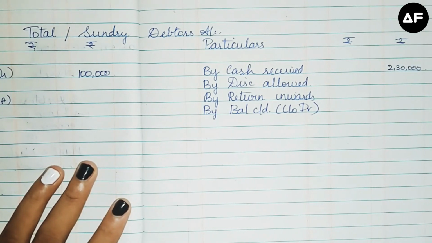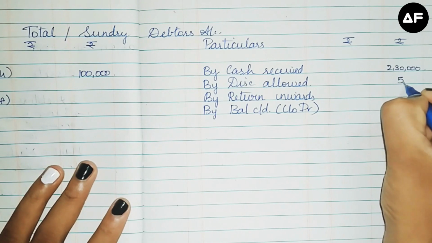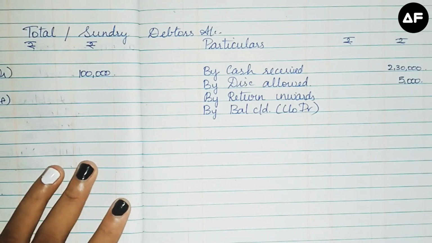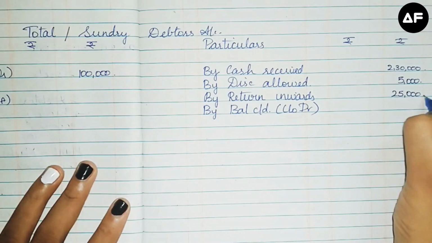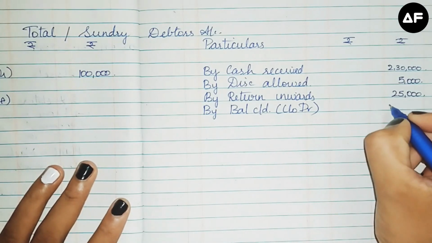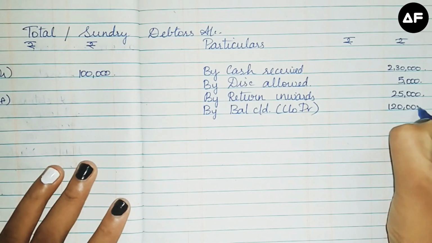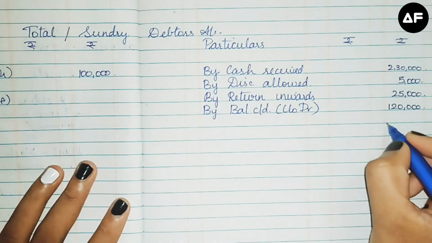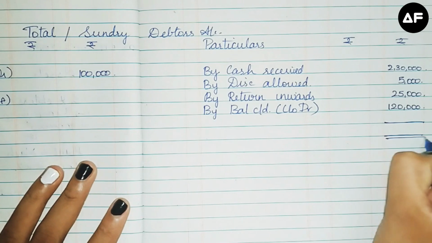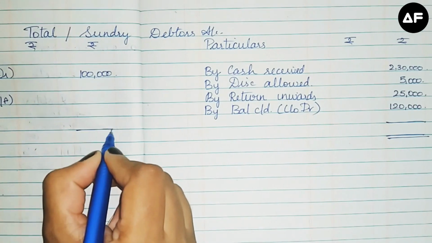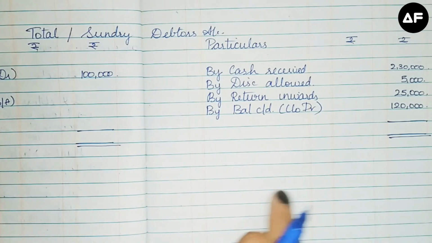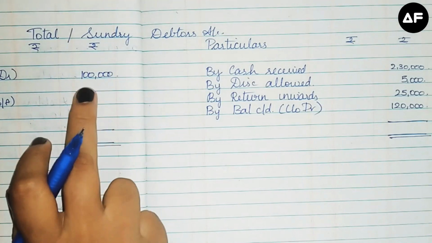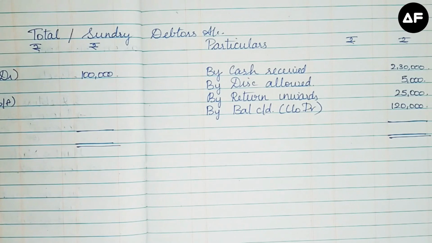Next, discount allowed, 5,000. And the return inwards is 25,000. Lastly, closing debtor is 1,20,000. As we do in a normal ledger sum, we are going to add up the credit side and the debit side. If I compare, I can tell that my debit side will be greater and my credit side is going to be less, because there is only one item of 1 lakh. So ultimately my answer, credit sales, will be on that side.